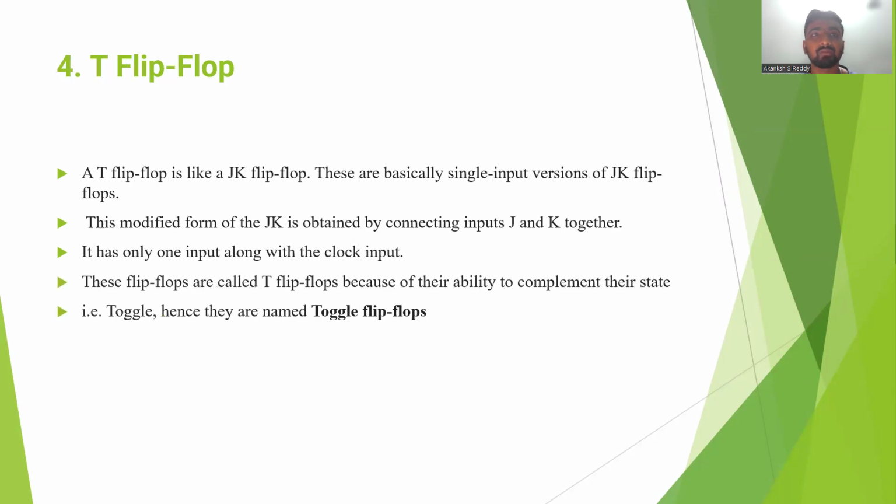Next is the T flip-flop. A T flip-flop is like a JK flip-flop. These are basically single input versions of JK flip-flops. This is a modified form of the JK flip-flop obtained by connecting inputs J and K together. It has only one input along with the clock. These flip-flops are called T because of their ability to complement their state, that is, toggle, hence they are called toggle flip-flops.